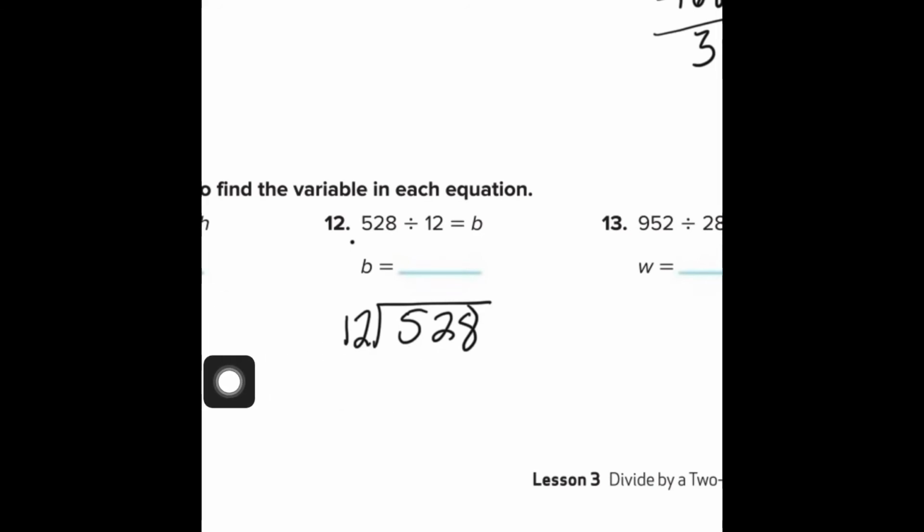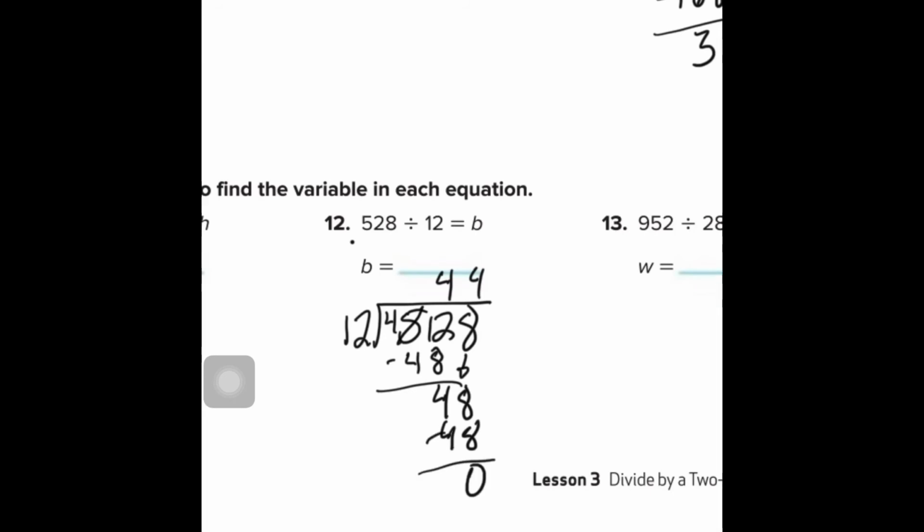Okay, 12 will not go into 5, but 12 will go into 52 at least 4 times. 4 times 12 is 48. Then we need to subtract, turn that into a 4 and that into a 12. 8, 9, 10, 11, 12. There's 4 left over. Bring that 8 down. Yes. 12, I know that one will go into 48 4 times. 4 times 12 is 48. 48 minus 48 is 0. So our answer is 44. I like it when they turn out like that.